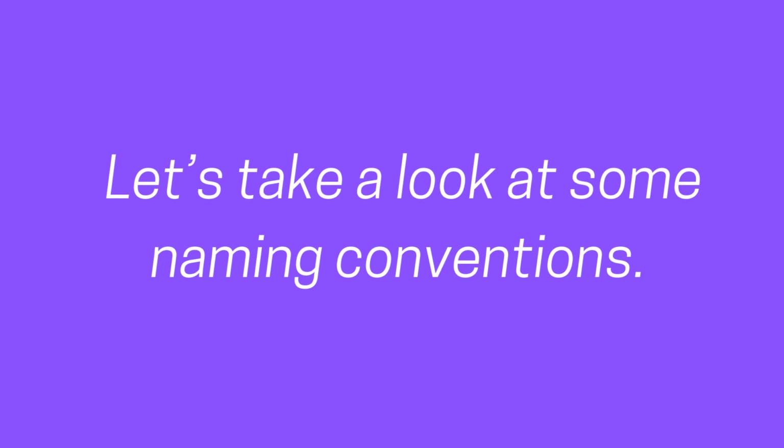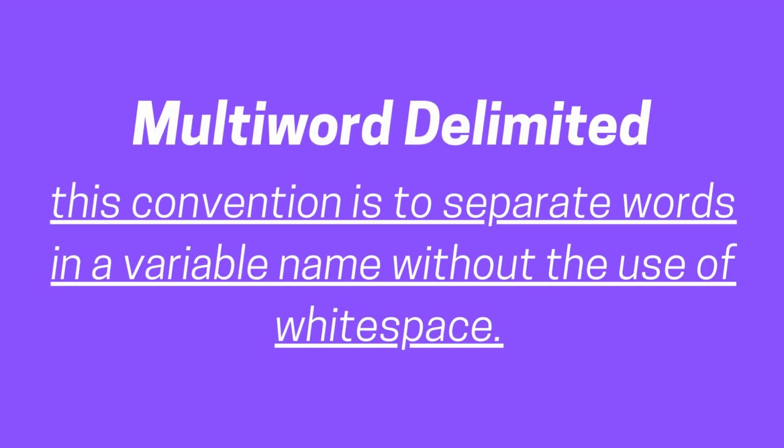First, we will talk about word delimited conventions that separate words in a variable without the use of white space. White space within variables is usually difficult for programming languages to interpret because of this, variables must be delimited in some way. Here are several delimiting conventions commonly used in code.